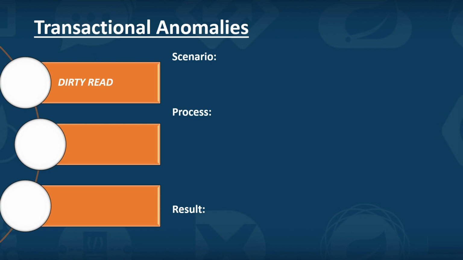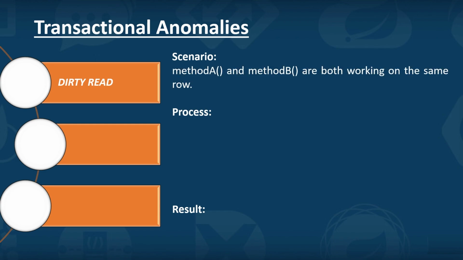So the scenario for this dirty read is that let's say there is a method A, which we just saw, and there is method B, both of them having @Transactional. It doesn't matter what propagation you are using because they are not directly interacting with each other. Both of them are working on the same row in the database. So there is a big database, within that there is a particular row, and both of them are working on it. When I say working on it, it can be something like updating the same, deleting the same, or reading the same. It can be anything.